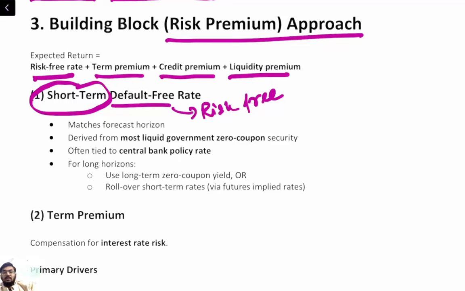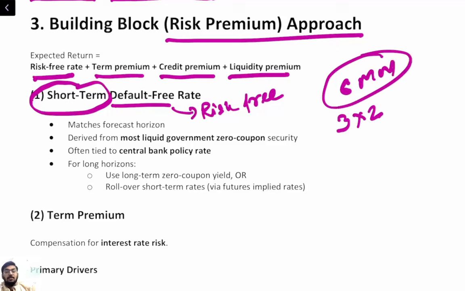if you are forecasting the return for 3 months, then what will you do? You will use a 3-month default-free rate. If you are forecasting the return for 6 months, you will use the 6-month default-free rate. Clear? Because the time period of the rate should match the time period of your forecast. It's not that you are forecasting for 6 months, so you take the 3-month rate and multiply it by 2. No, take the rate directly for the 6 months.